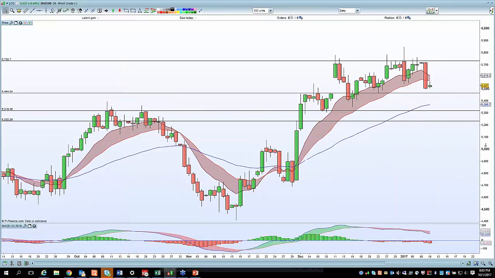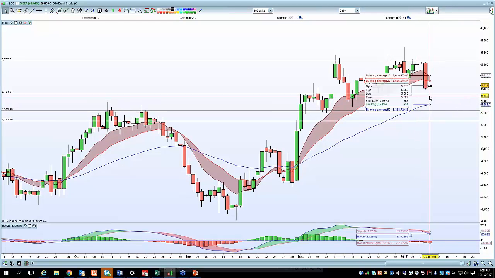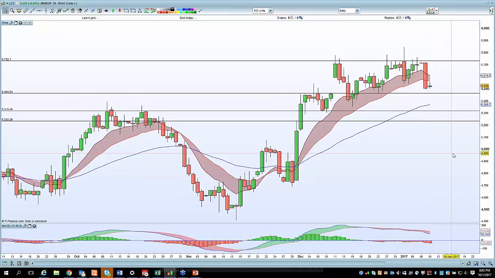Okay, there's a bit of a gap here. Now, key thing for oil, pay attention to anywhere near back to the 54.50 area. Okay, anywhere between 54.40 and 54.50. This whole area here is support on the daily chart.